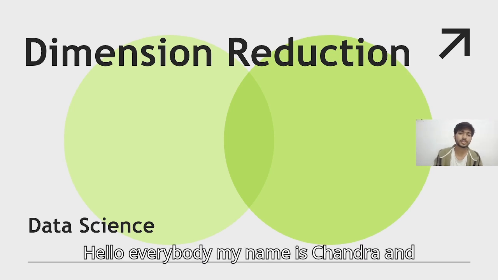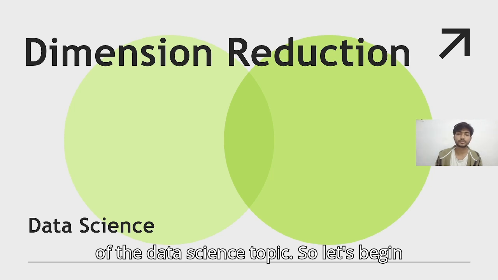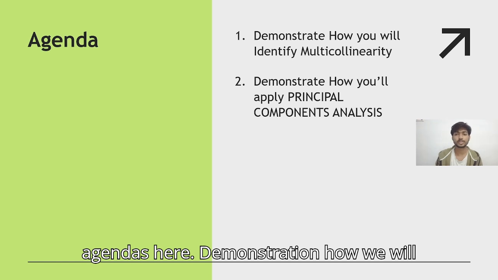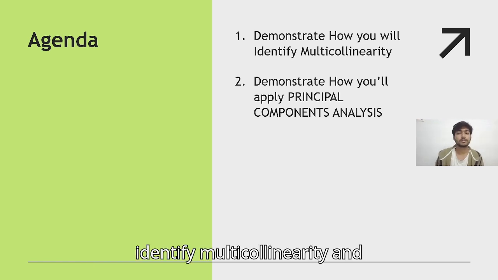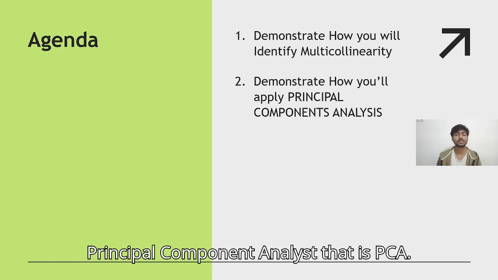Hello everybody, my name is Chandra and this video is on dimension reduction, one of the data science topics. So let's begin with this. We have two agendas here: a demonstration of how you will identify multicollinearity, and a demonstration of how you will apply principal component analysis, that is PCA.